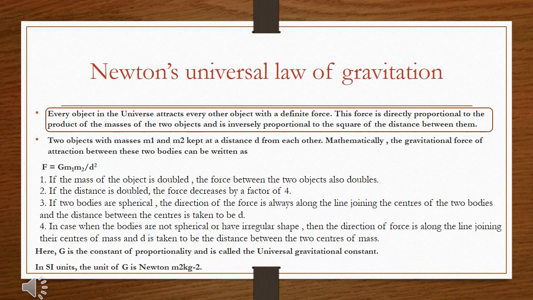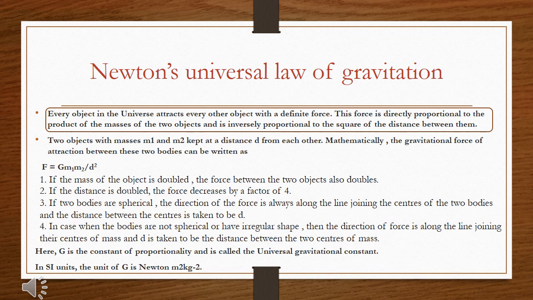And if the bodies are not spherical, then the direction of force is along the line joining their centers of mass. Okay. So let us find the SI unit of G. How to find it? The formula is F equal to G into M1 M2 upon D square. So we get capital G equal to F into D square upon M1 M2.